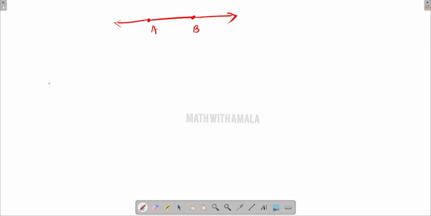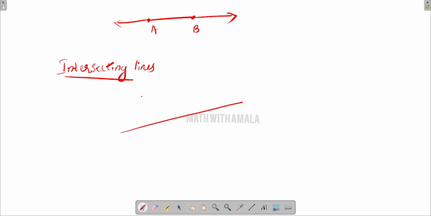Next is intersecting lines. As the name indicates, this is about intersection. What is it? If we have a line like this, we can name it L1. So this line can be L1 or L2, small letters with some numbered subscripts.